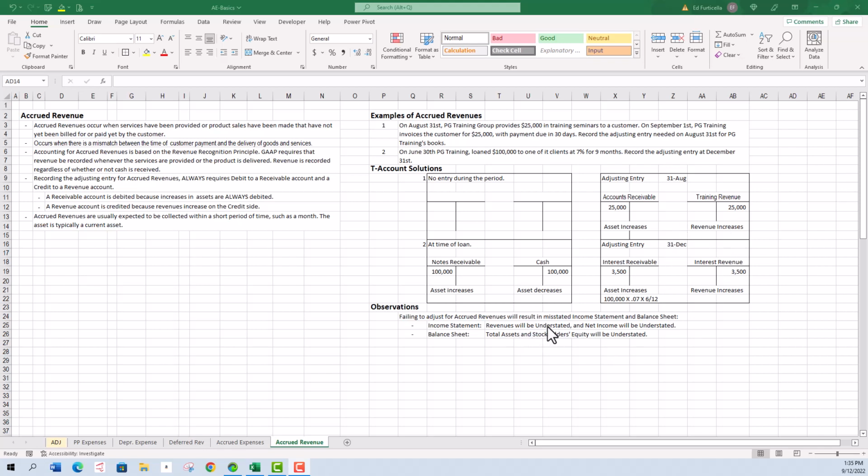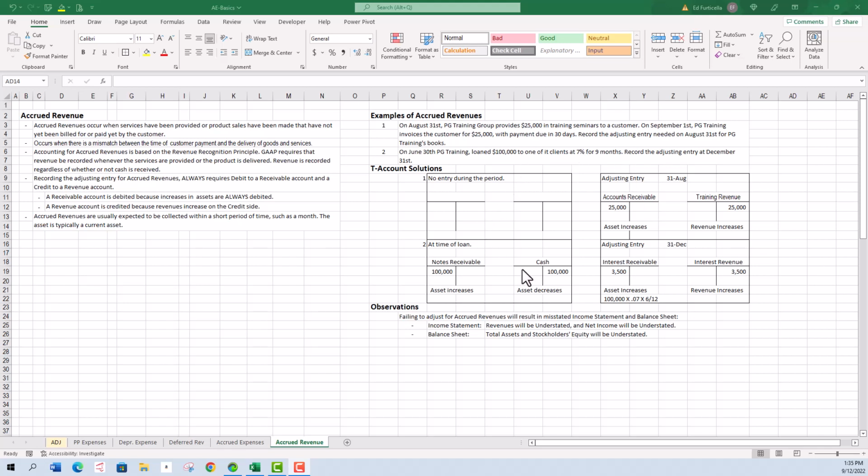Anytime revenues are understated, net income is understated. On the balance sheet, total assets will be understated. We won't record the receivables that are due to us. And stockholders' equity would be understated because if income is understated, retained earnings is understated, and retained earnings is part of stockholders' equity. All right, now pause your video.